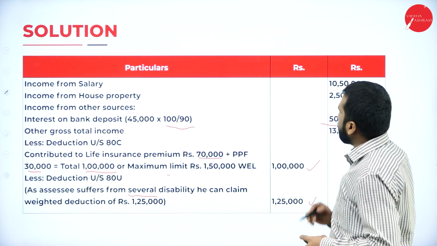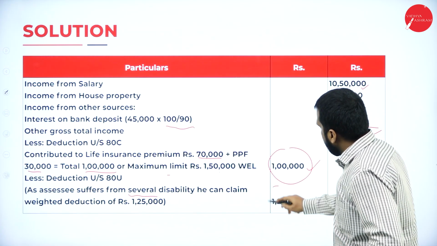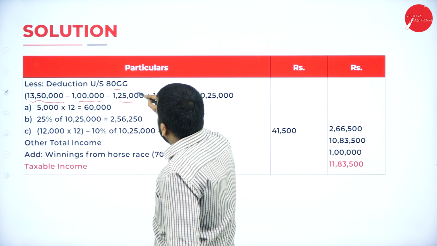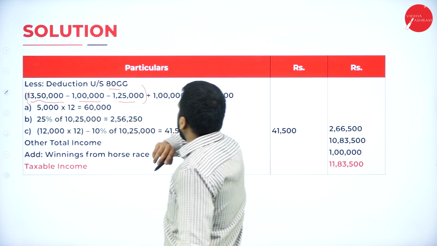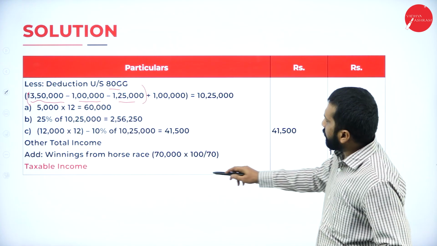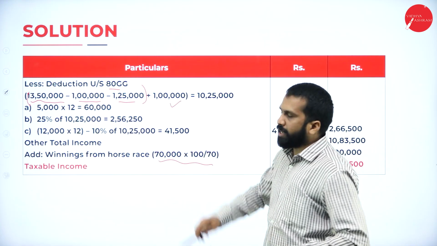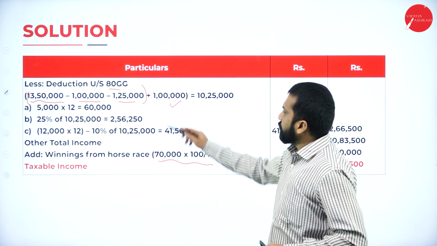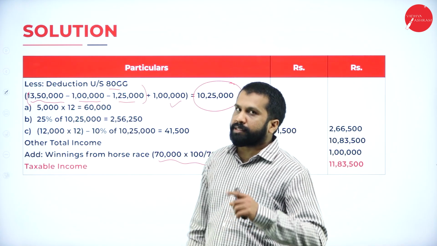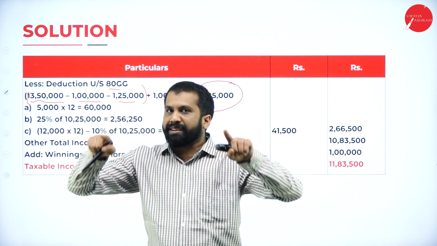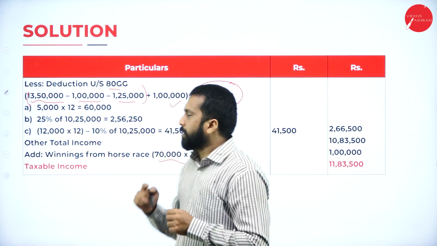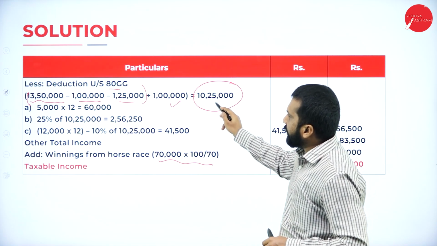Minus deductions. What are the deductions you have? 1 lakh, 1 lakh 25,000. You got some amount. After that, add your horse race. Your horse race after computation, you will get 1 lakh. So if you add 1 lakh, it will become how much? 10 lakh 25,000. In the previous session, I have given you a clear format on how to find your adjusted gross total income. Clear? You got your 10 lakh 25,000.